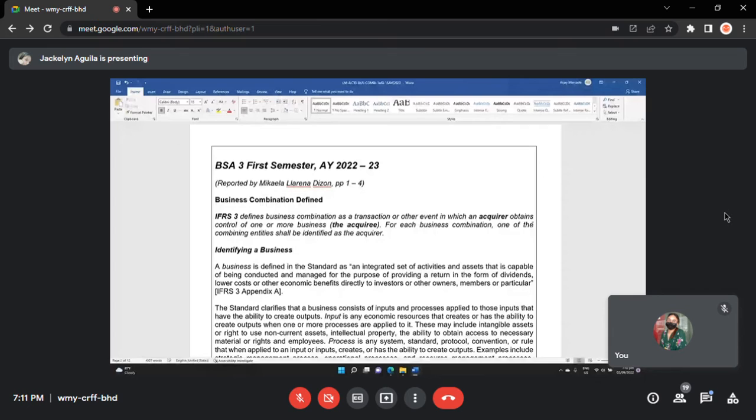Identifying a business. A business is defined in the standard as an integrated set of activities and assets that is capable of being conducted and managed for the purpose of providing a return in the form of dividends, lower cost or other economic benefits directly to investors or other owners, members, or participants.